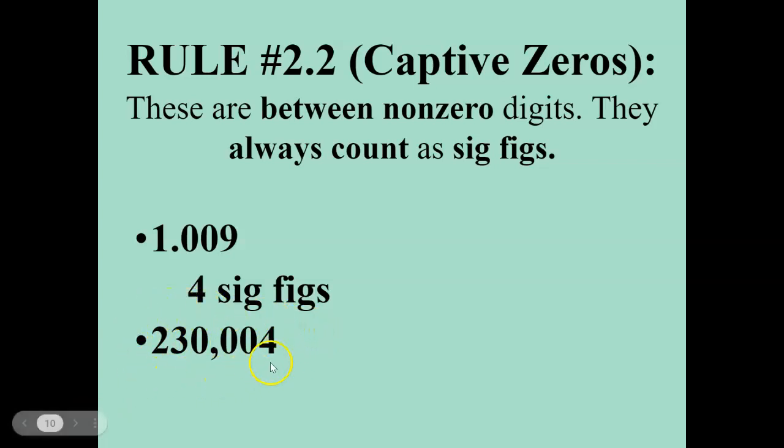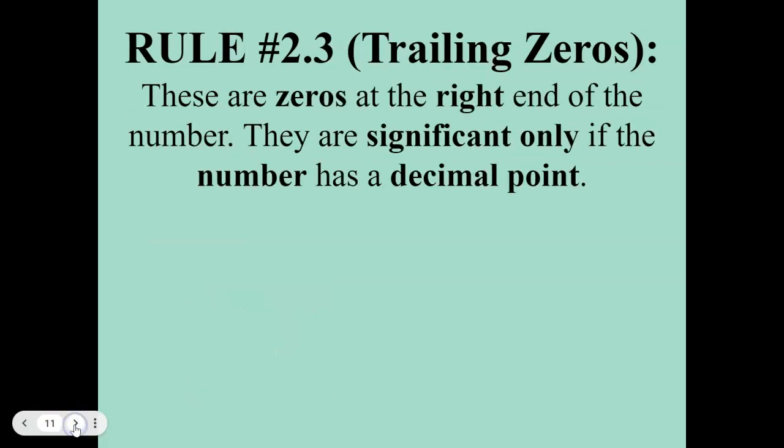This is, again, these captive zeros in between. There's 1, 2, 3, 4, 5, 6 sig figs here, okay? So if the zeros are at the beginning, they don't count. If the zeros are in between significant figures, aka non-zero numbers, then they do count. Okay, and again, I know this is a lot of rules. That's why writing them down in your notebook is going to be really helpful.